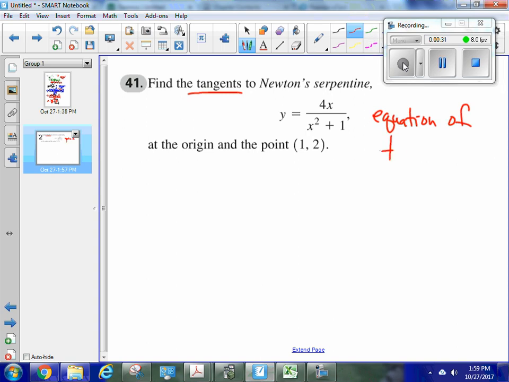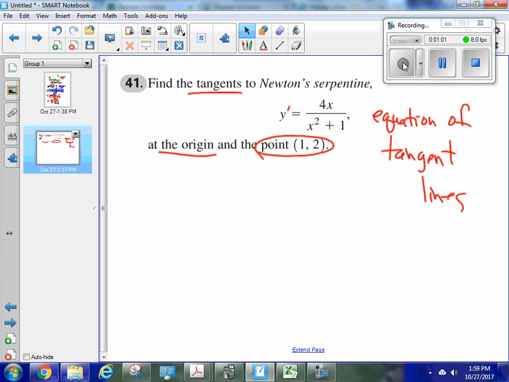of the tangent lines. And they want the tangent lines at two specific points, the origin and the point (1, 2). So in order to find the equation of a line, I need to find at least the slope and a point. And we know that the derivative is the same thing as the slope of the tangent line, which is the same thing as rate of change. So I'm going to take the derivative of y. So I want to find y prime.